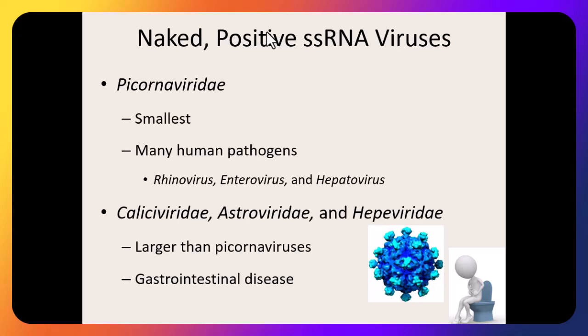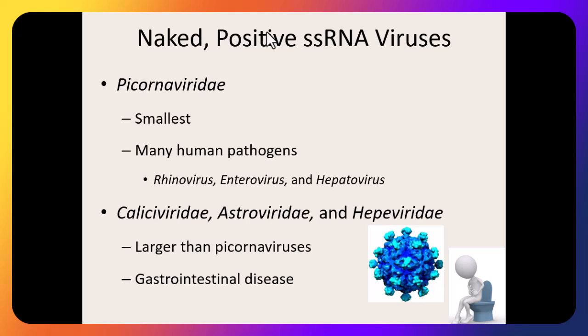Now, they're mostly grouped, not just because they've got that naked positive sense single-stranded RNA. They're partially grouped together because of their size. The word pico means small. These are some of the smallest viruses that cause human disease. And I always remember pico, which stands for small, is the piccolo. The instrument means small flute. It's just the tiny version of the regular size flute, because pico means small.